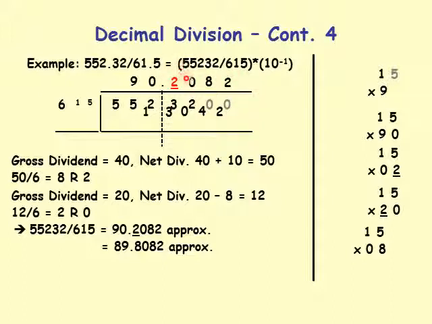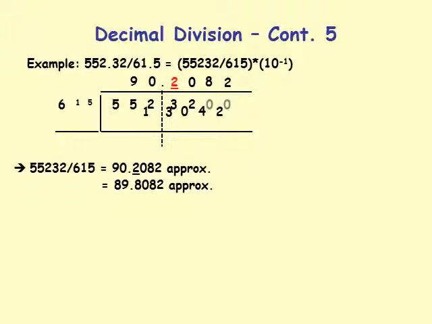We got 4 digits after the decimal point right now: 90.2 negative 082. That means that 55232 divided by 615 is approximately 90.2 negative 082, which is equal to 89.8082. The first 3 digits to the left become 900 minus 2, and 900 minus 2 is 898. That's 89.8082 approximately. We stop the division here and didn't continue any further, so this is approximate.